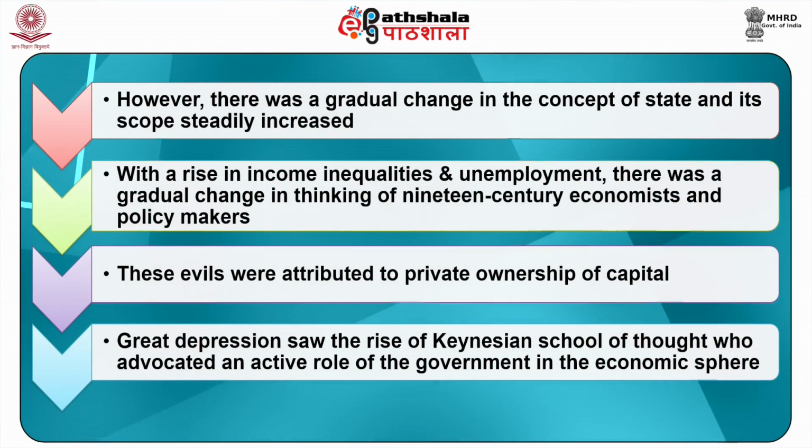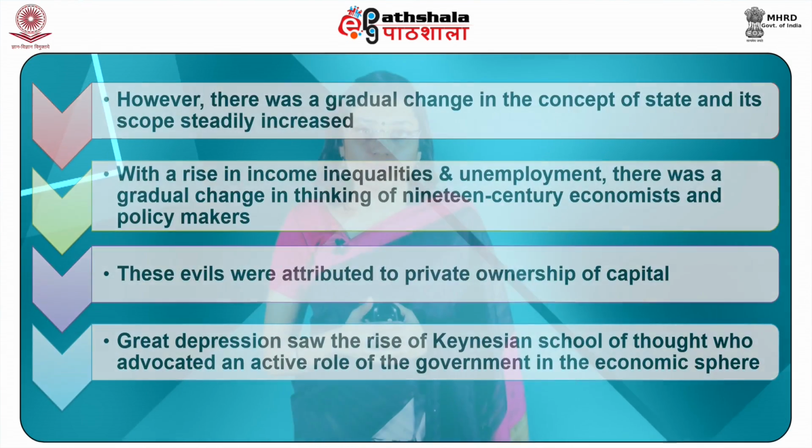However, there was a gradual change in the concept of state, and its scope steadily increased. With a rise in income inequalities and unemployment, there was a gradual change in the thinking of 19th century economists and policy makers. These evils were attributed to the private ownership of capital. The Great Depression saw the rise of Keynesian school of thought, who advocated an active role of the government in the economic sphere. It became a driving force of the economic decision making in the 20th century.